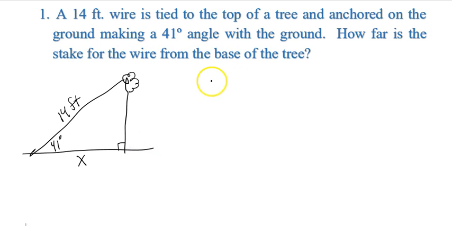So once you have a picture drawn and everything labeled, then you decide, are you going to use sine, cosine, or tangent? And again, I'm looking at a 41-degree angle. I have the adjacent side and the hypotenuse. Adjacent and hypotenuse go with cosine. So cosine of 41 equals x over 14. And then I'm going to multiply both sides by 14.